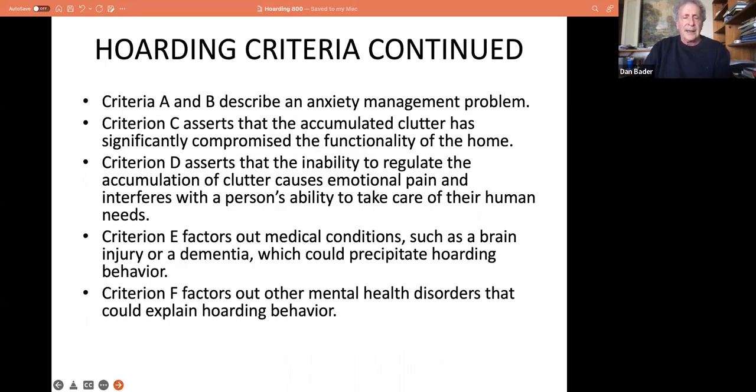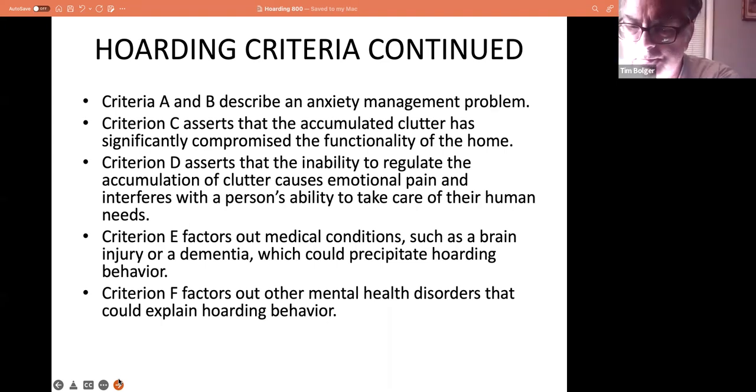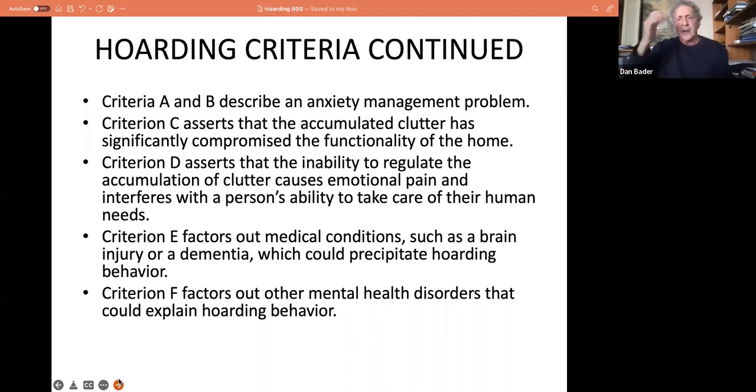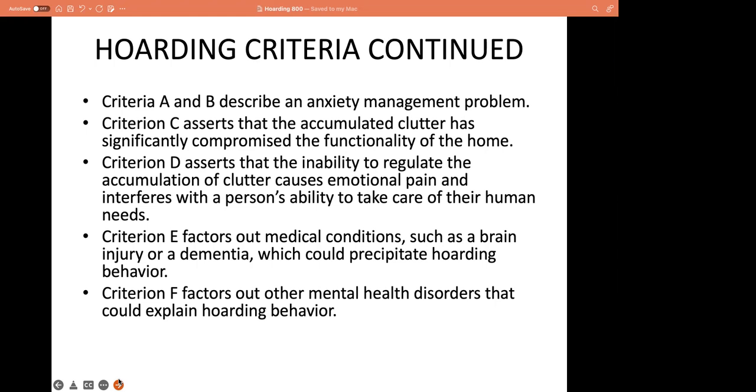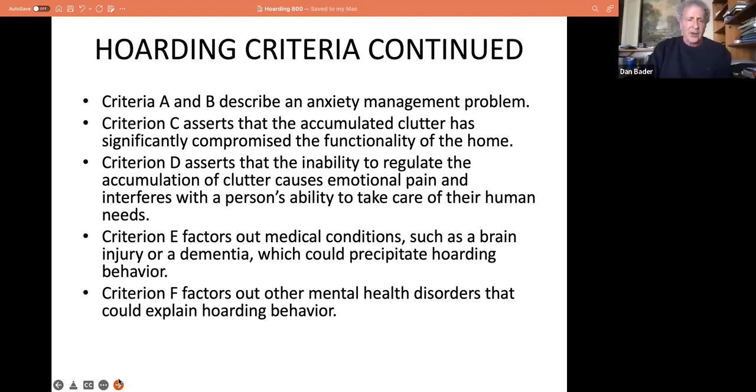As I pointed out, criteria A and B simply describe an anxiety management problem. Really straightforward. Criterion C asserts that the accumulated clutter has compromised the functionality of the home. Criterion D just says that the inability to regulate the accumulation of clutter causes emotional pain and interferes with a person's ability to take care of their human needs. Criterion E factors out medical conditions such as a brain injury or a dementia, which could precipitate hoarding behavior. Criterion F factors out other mental health disorders that could explain hoarding behavior.